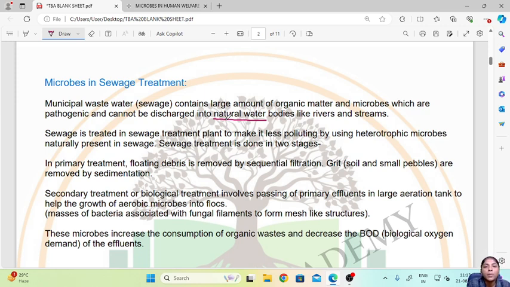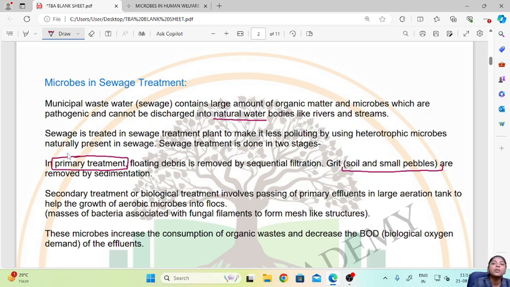So what happens in primary treatment is that the floating debris which is there, different kinds of plastic or any waste material, that is removed by sequential filtration. Then the grit, that is the soil and small pebbles and all, those are also removed by sedimentation. First the water is passed through different filters to remove the bigger debris, and then all the grit, soil and all is allowed to settle down or sediment, and then the upper water is then taken to the next stage. So this is what happens in the primary treatment.